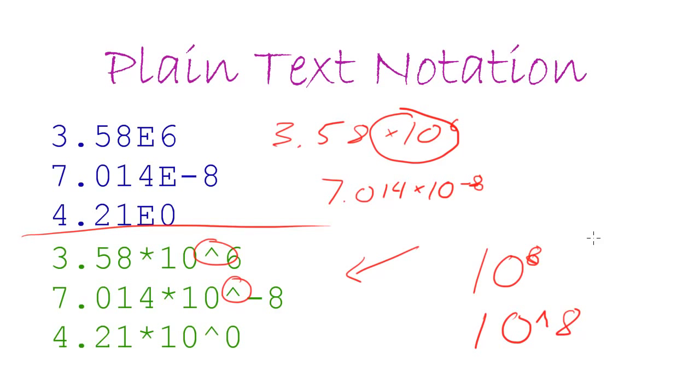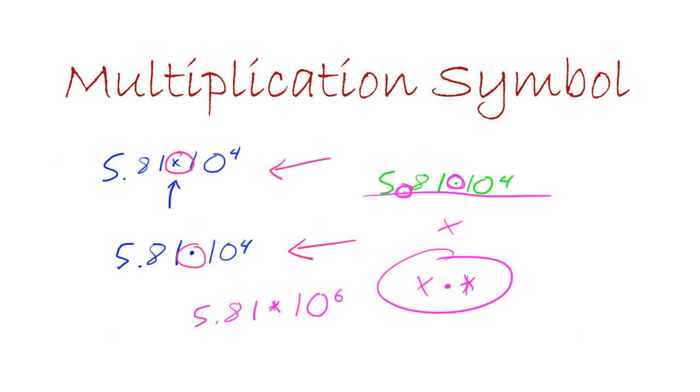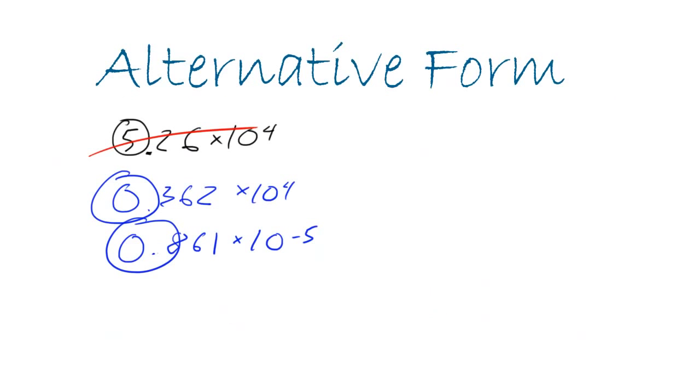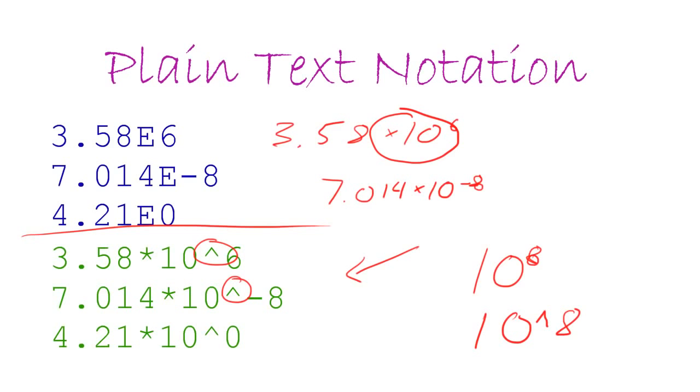So now that I went over all these alternative variations of scientific notation, no matter which one of these things you see, whether it's plain text notation, various multiplication symbols, or alternative form where you need the 0 to the left of the decimal point, you guys should be able to understand what these numbers mean and how to use them and how you can convert them to something that you feel more comfortable working with.